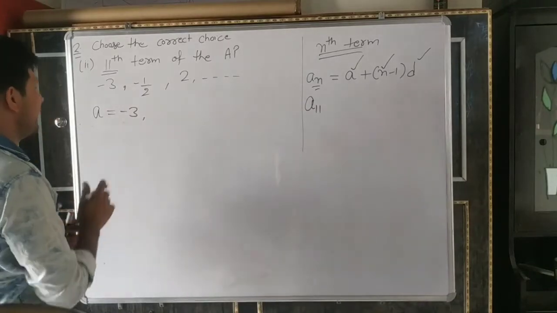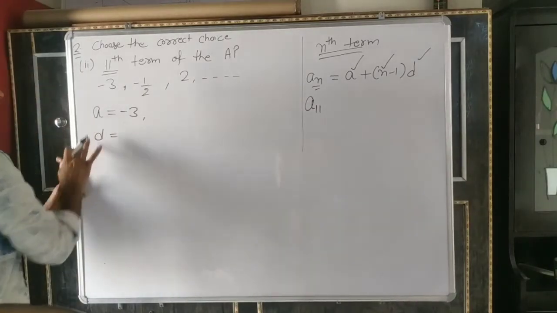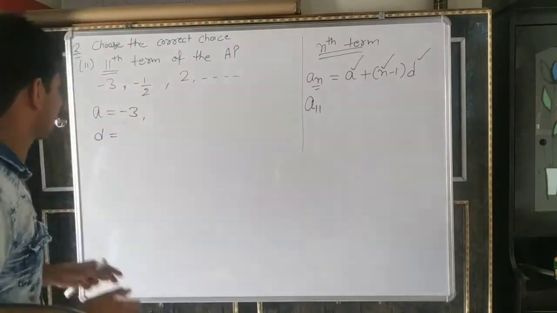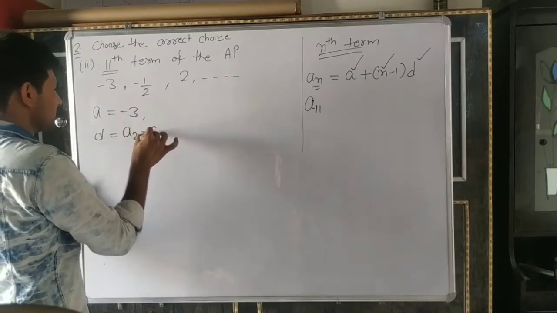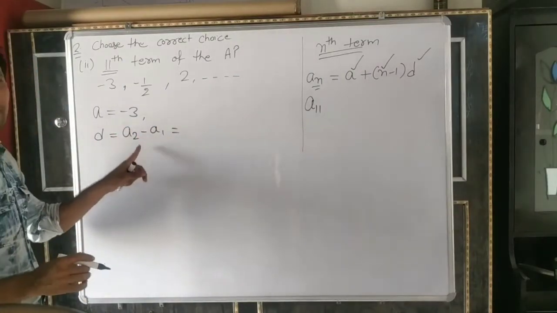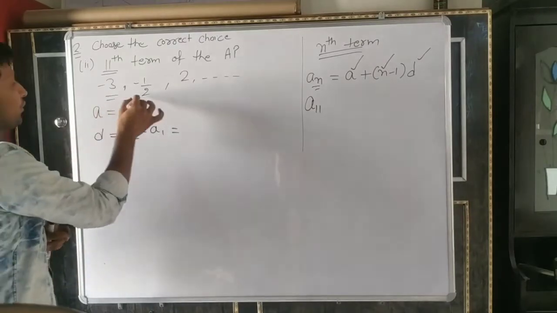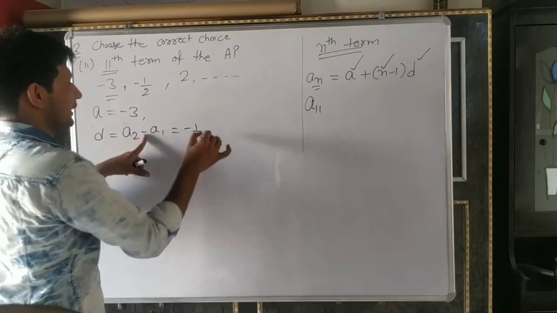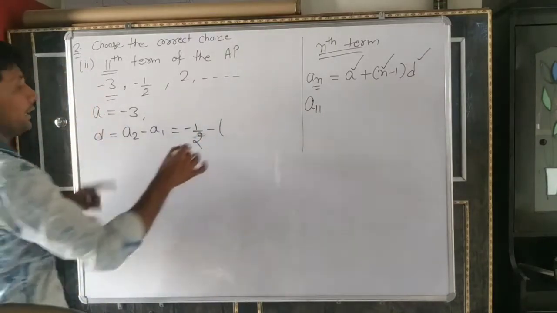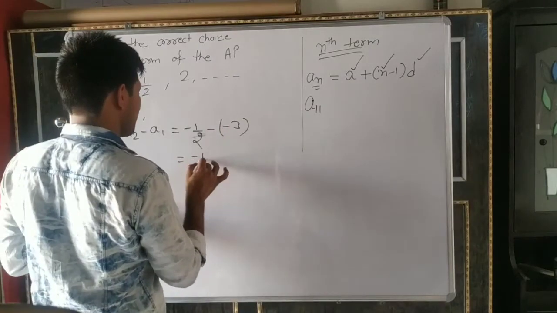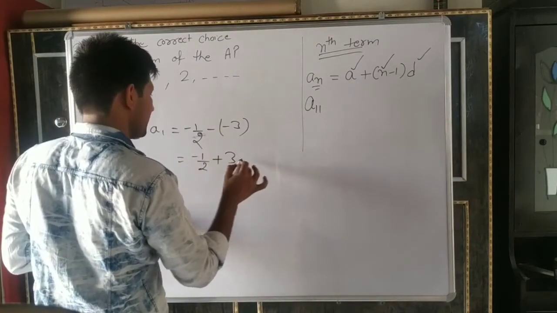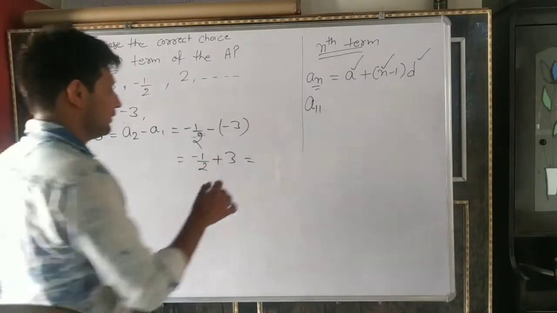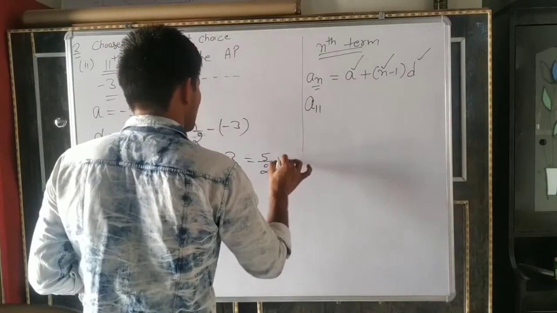Now we will find d. To find d, always take the difference of any two consecutive terms. Otherwise you can write a2 minus a1. A2 means second term minus first term, already given. Now the negative sign, use brackets. Again negative, so minus 1 upon 2 becomes plus 3 upon 1. Taking LCM 2, 2 into 3 is 6, 6 minus 1 is 5. So d is 5 upon 2.